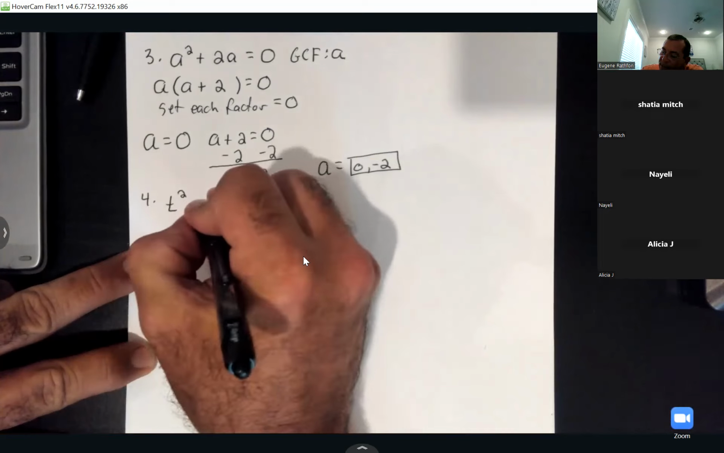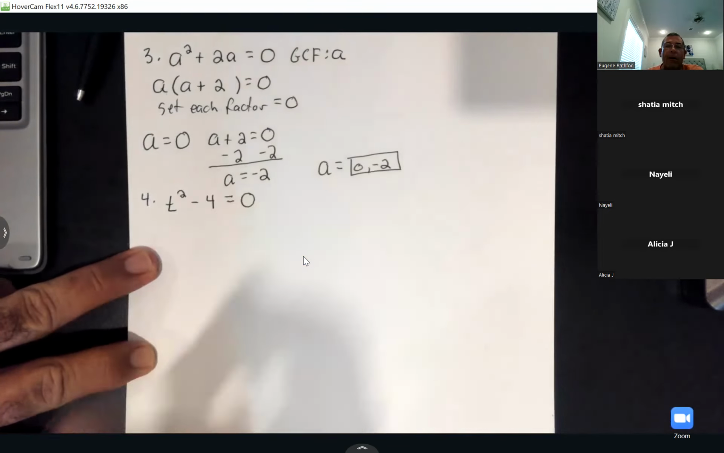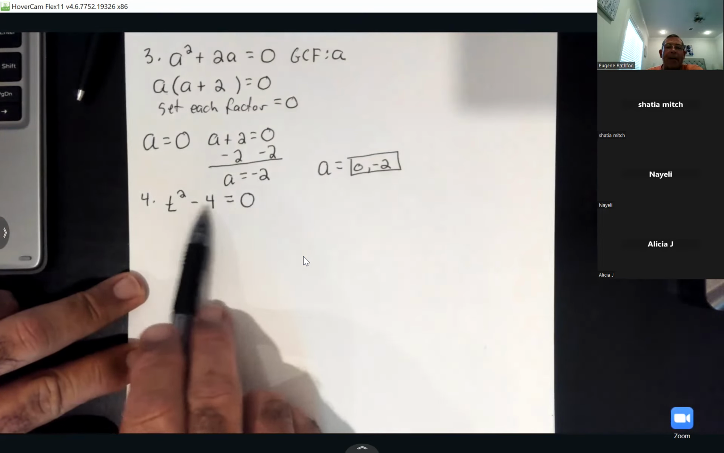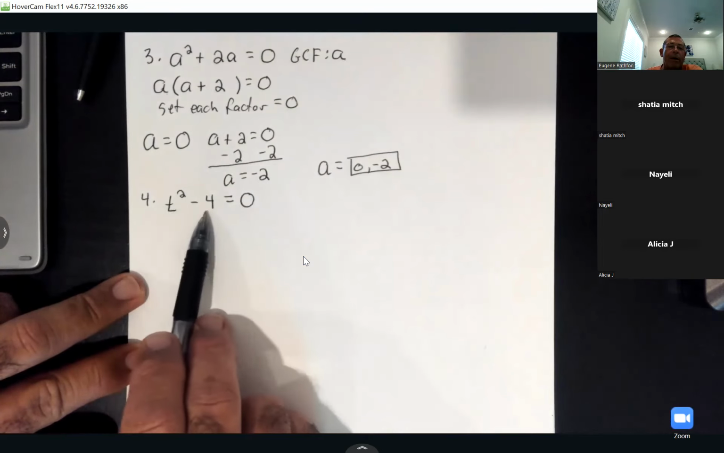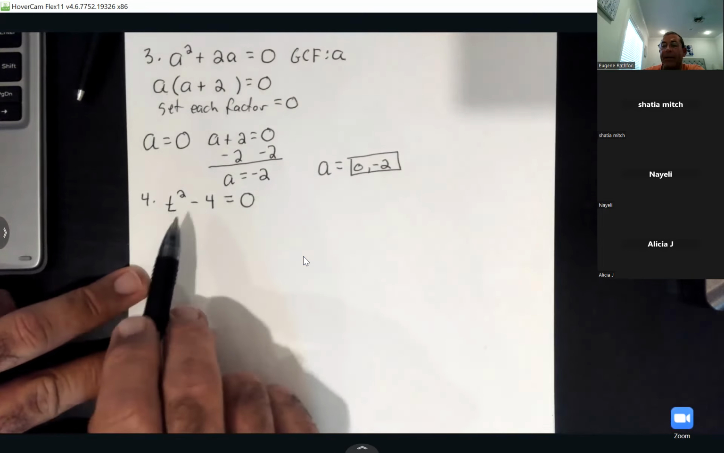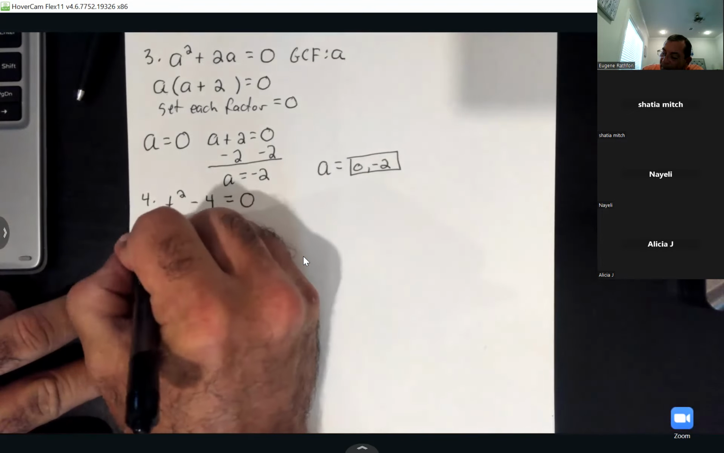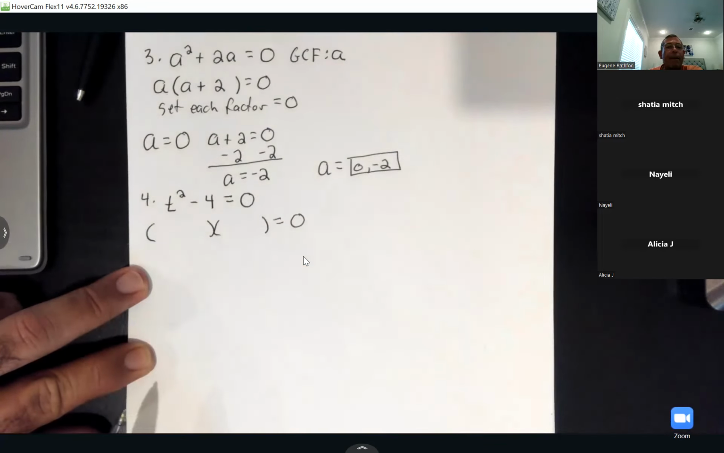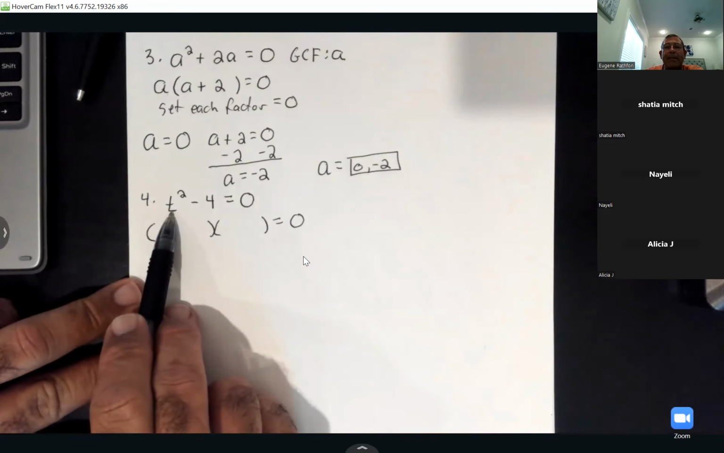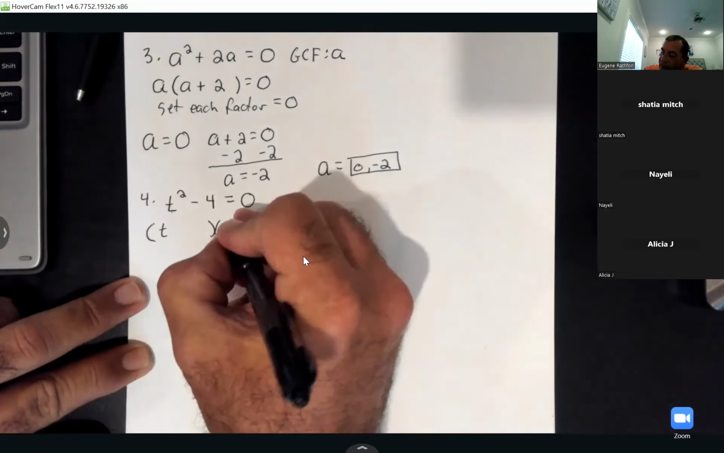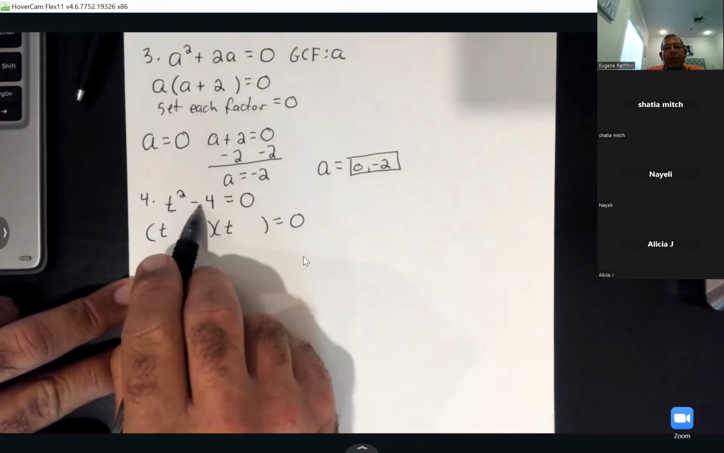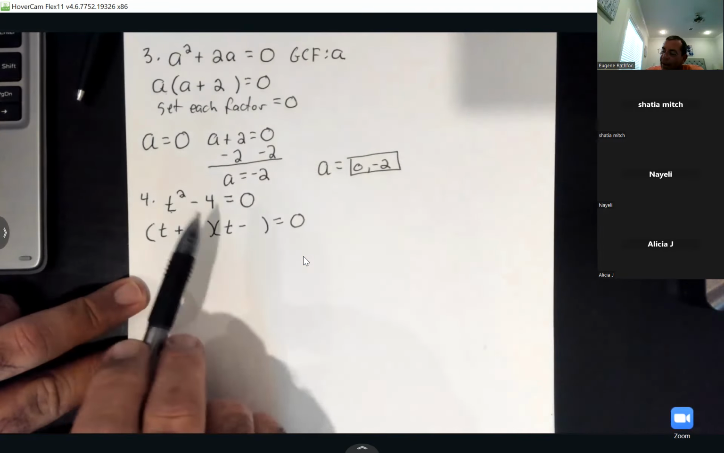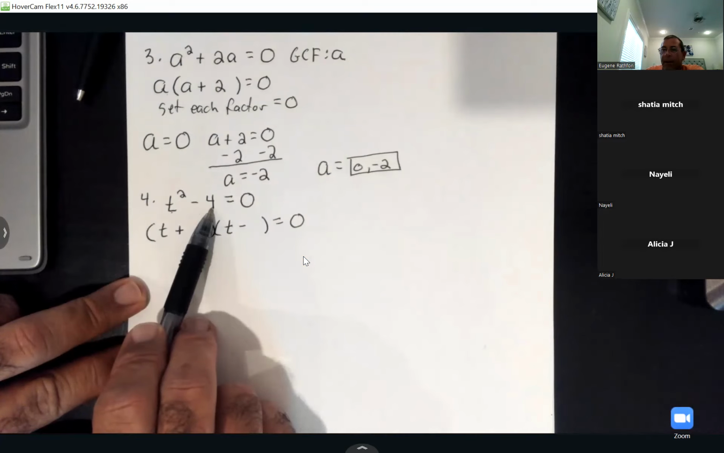T squared minus 4 equals 0. So notice, this one has no greatest common factor. Nothing common between a t squared and a 4. Which means, now this is what we learned today, I'm going to factor this into 2 parentheses and set it equal to 0. So in front of both of these, a t squared would be a t and a t. The last number is negative, so I'm going to have one positive and one negative. Factors of 4 that I need.